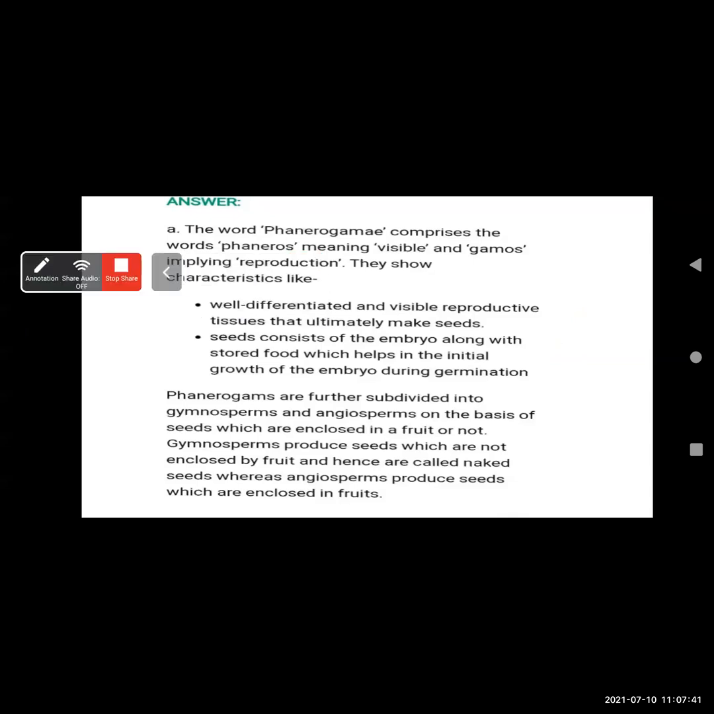Then next, so the next question. This answer will include the definition of phanerogams and the characteristics, and it is divided into 2 divisions and the examples. Right?